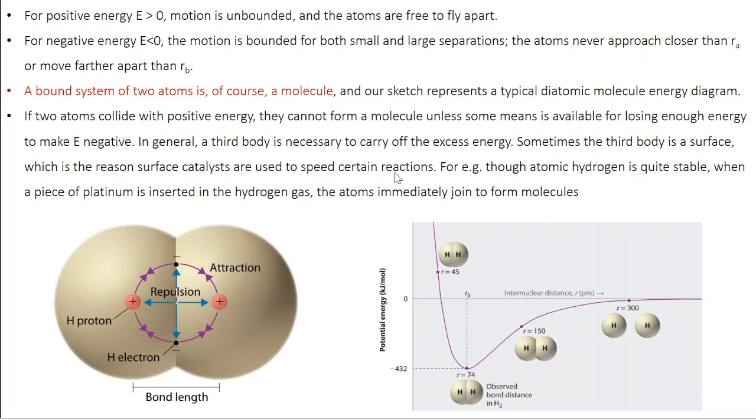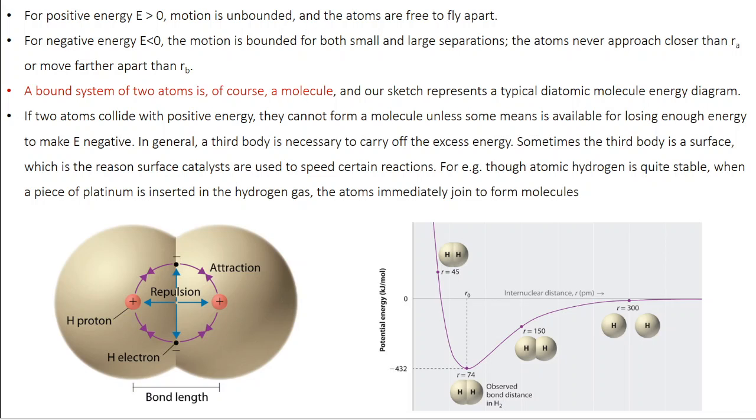For example, hydrogen in atomic form is quite stable. But when you take a piece of platinum and keep it inside hydrogen gas, you will find that the atoms join together to form hydrogen molecules. Here, hydrogen atoms have some affinity towards the platinum surface, so they come and attach on the surface. Now, when two of the hydrogen atoms on the surface of platinum collide with each other, they release the excess energy. And the platinum surface absorbs this excess energy.